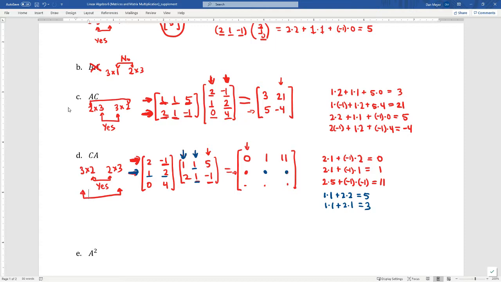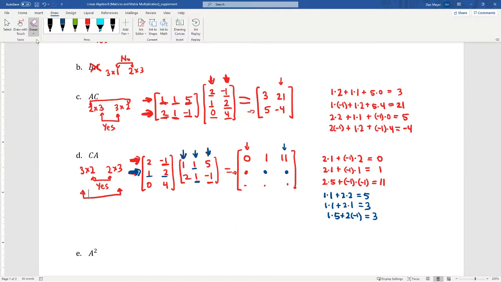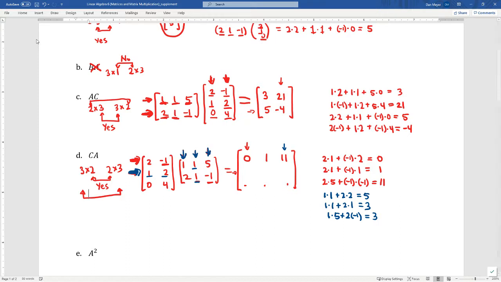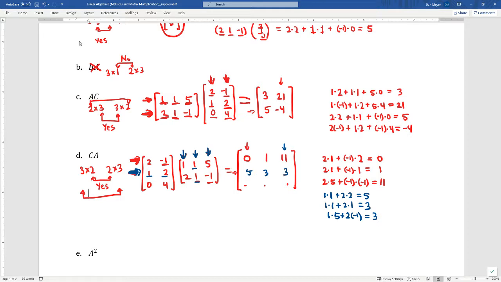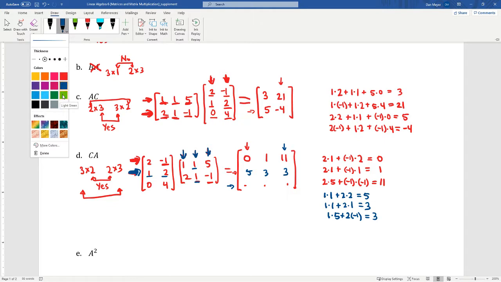And then the last entry here in this row will be second row, third column. I'll take my second row of C times my third column of A. We got 1 times 5 plus 2 times negative 1, which also gives you 3. All right, so now we got those 3 entries. We can fill them in. 5, 3, 3. And then we just got one more row left for our product matrix. That's our third row. So we'll switch colors one more time here. Go with the puke green.